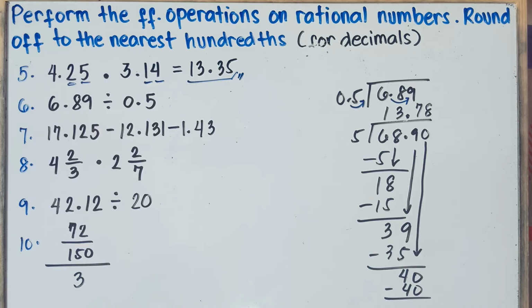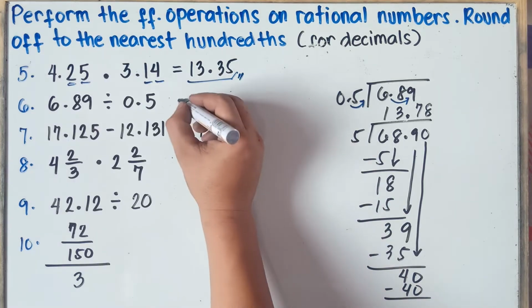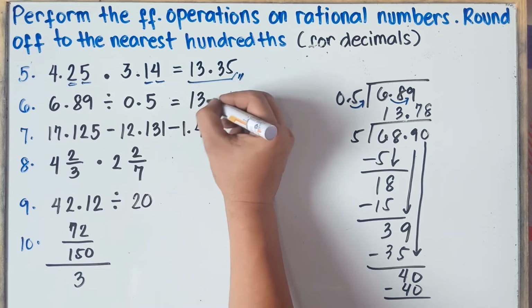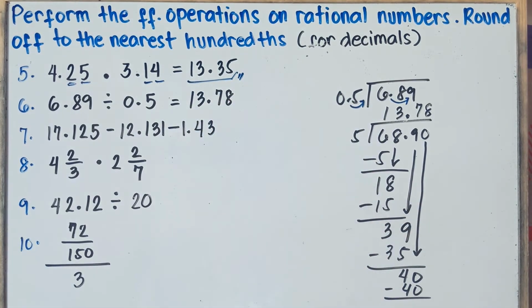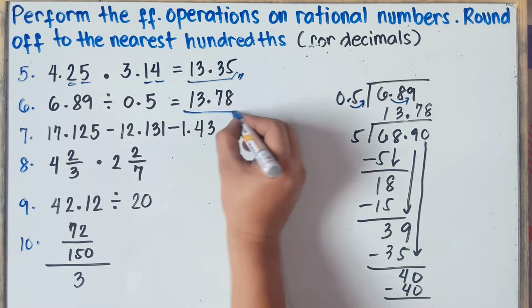So that would be our answer, class, for example number 6: 13.78. So we already have 2 decimal places. So that would be our final answer, 13.78.